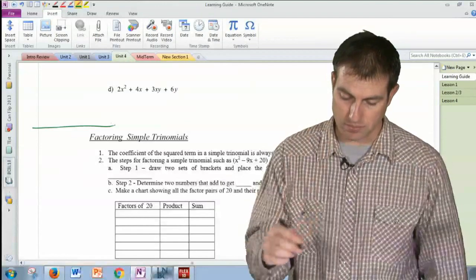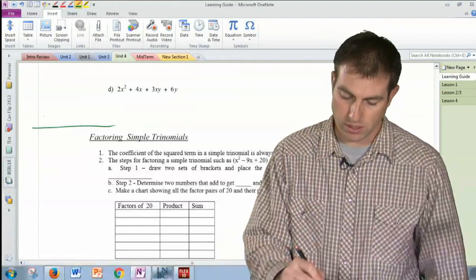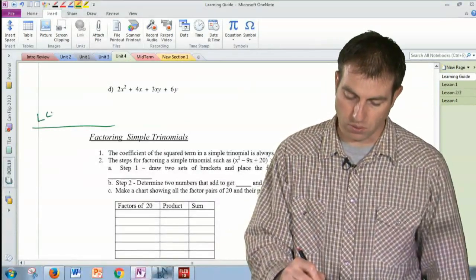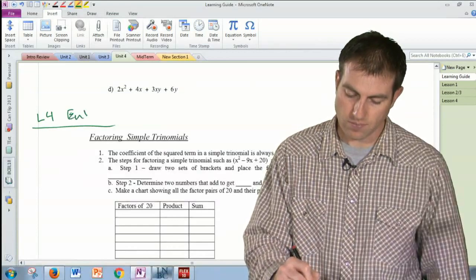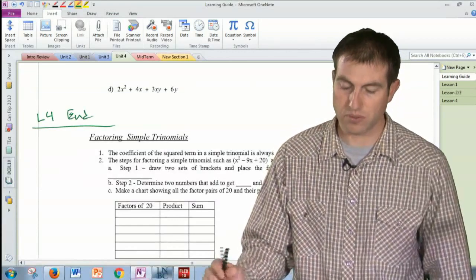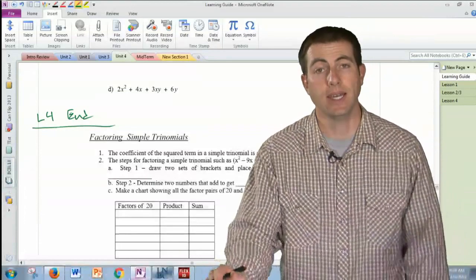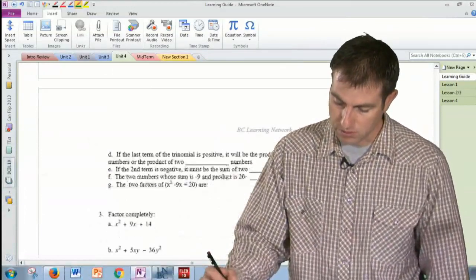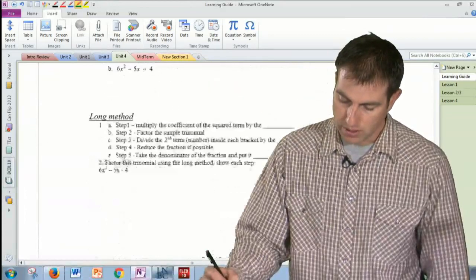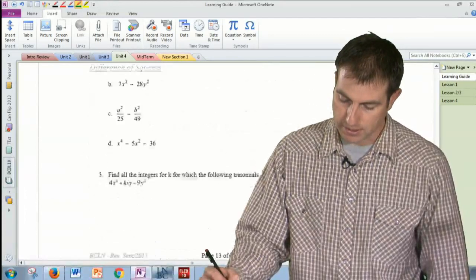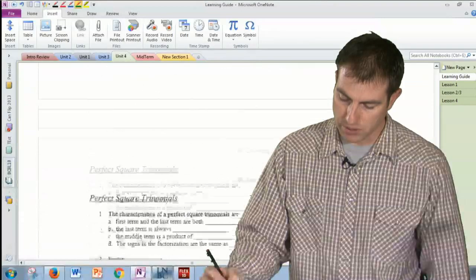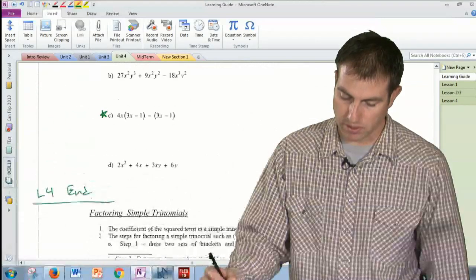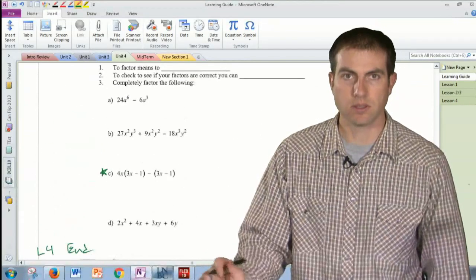So really only about 3 or 4 questions to do. So this is the end of lesson 4 here, just before factoring simple trinomials. So you should be able to do everything up to that point. Factoring simple trinomials is the last little bit here. It gets a little bit more complicated, but really we only have a couple lessons left. I think there's maybe 2 lessons left.